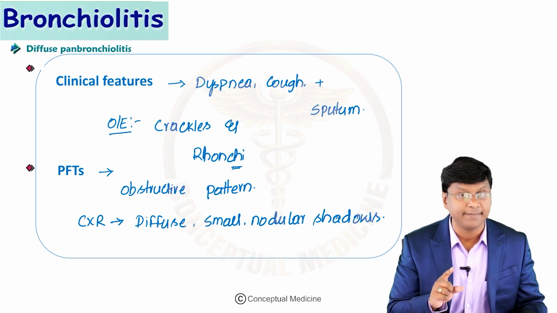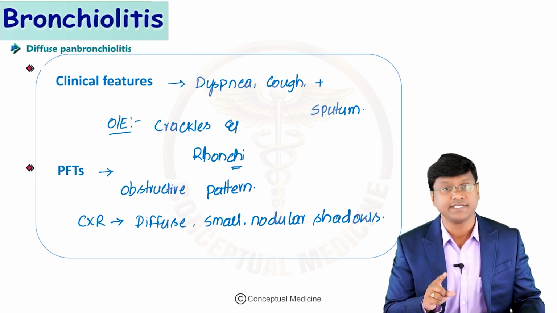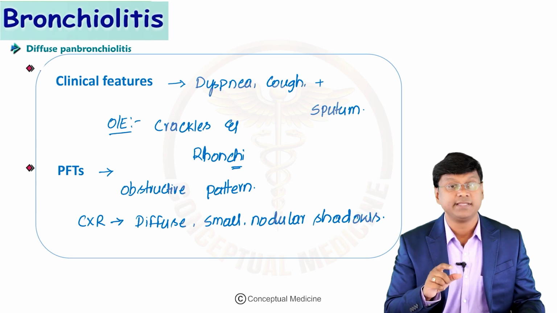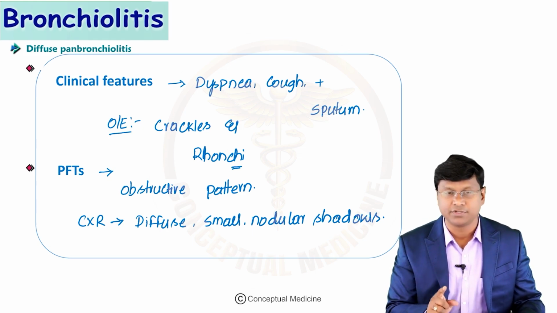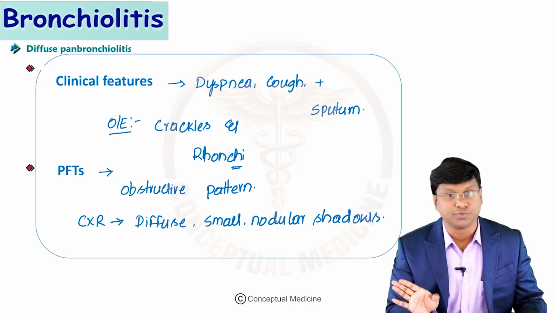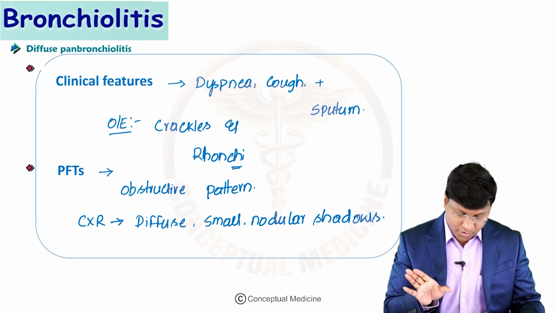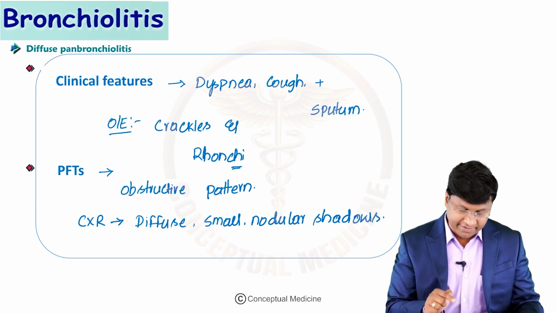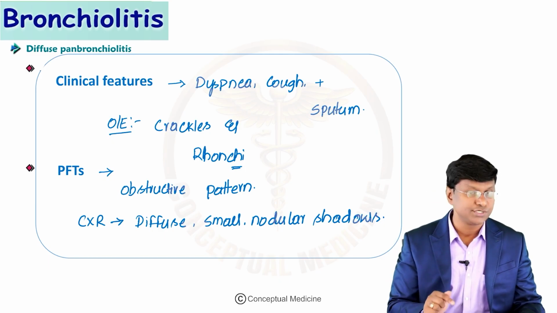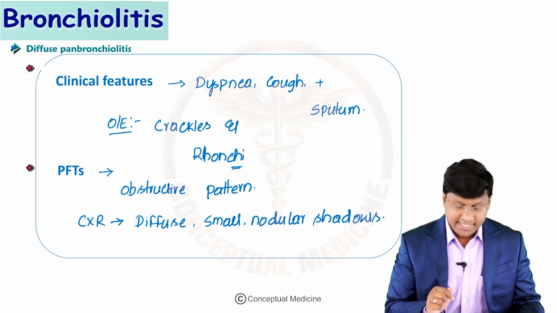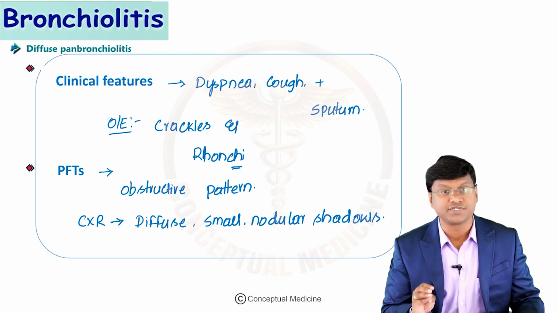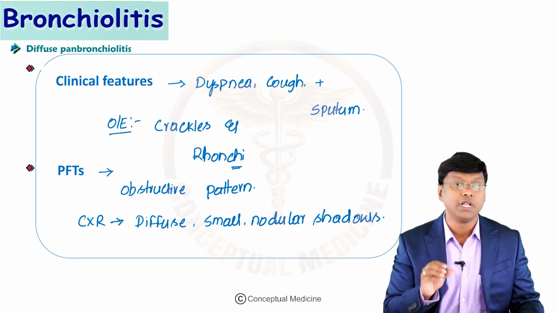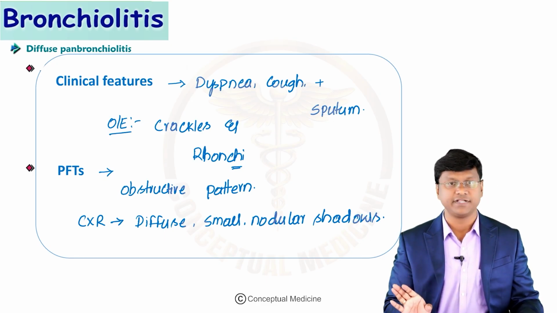Let me give a short recap. Diffuse panbronchiolitis is most frequently diagnosed in Japan, men are affected twice as often as women, 2/3 are non-smokers, and most patients have a history of chronic pansinusitis. Clinical features are dyspnea, cough with expectoration, and on examination crackles and bronchi. The pulmonary function test shows an obstructive pattern. The chest x-ray shows a distinctive pattern of diffuse small nodular shadows with hyperinflation.